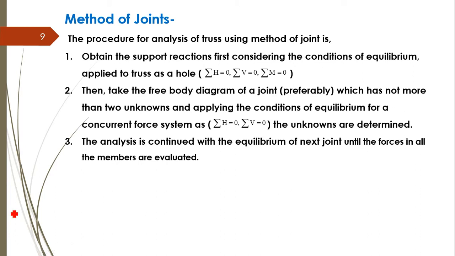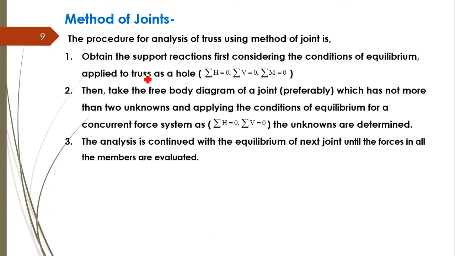The procedure for analysis of a truss using the method of joints is: first step, obtain the support reactions, considering the conditions of equilibrium applied to the truss as a whole. In step 1, we have to draw the free body diagram of the whole truss and apply the conditions of equilibrium, that is, the summation of horizontal forces Fx is 0 or H is 0, summation of vertical forces is 0, and summation of moments is also 0.